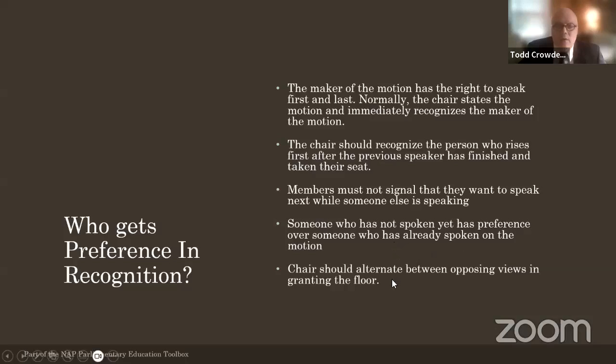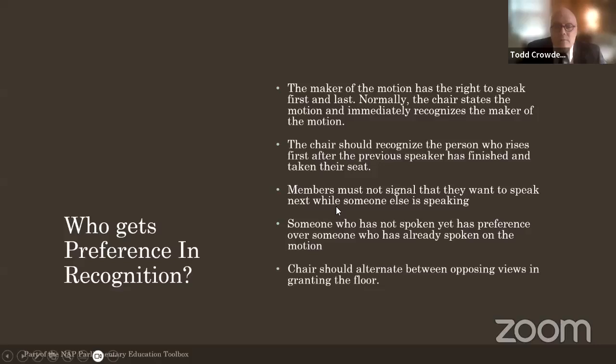And then the other part, the chair should alternate between opposing views. So if he knows who's pro and who's con, he should try to alternate between the two. So if he takes a pro and then the next person who wants to be recognized is also pro, he should look around a little bit and see if there's a con trying to be recognized and then recognize the first con who's trying to be recognized. The chair isn't required to be perfect in that; he's just supposed to try, but it is hard, a lot of times he doesn't know. He can ask.